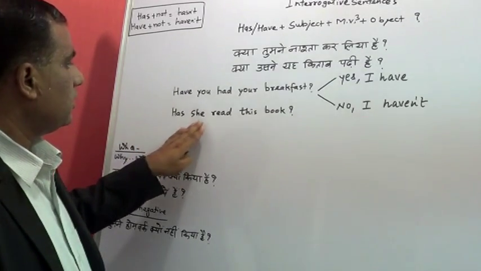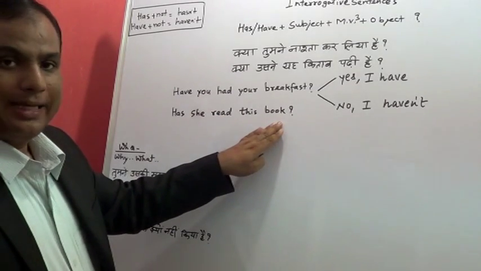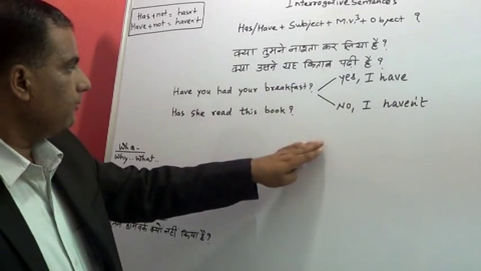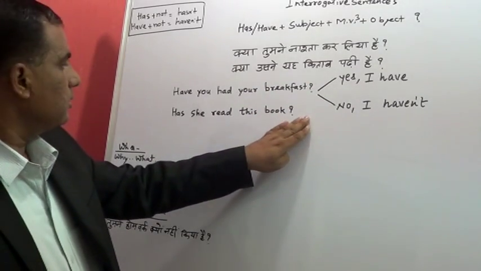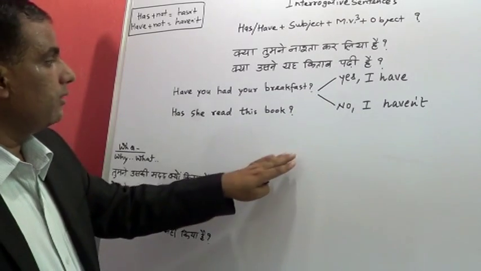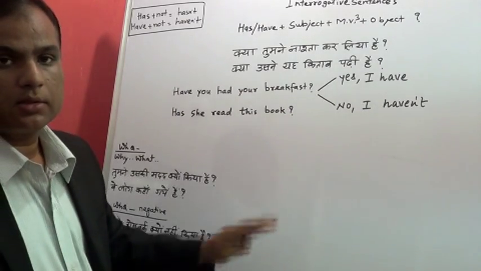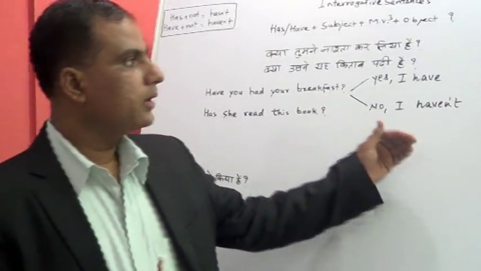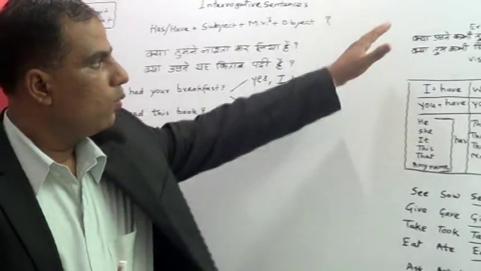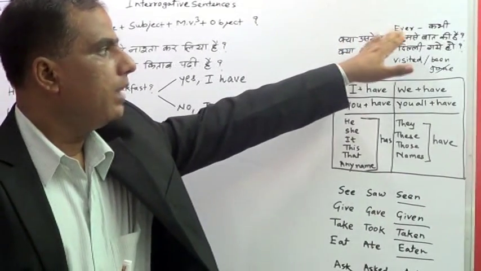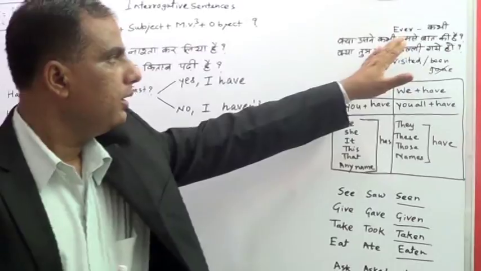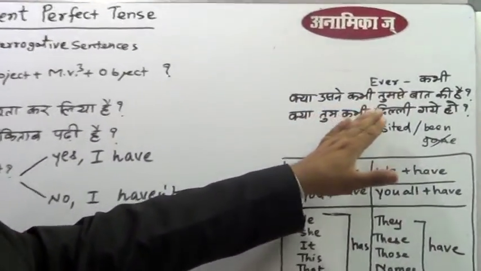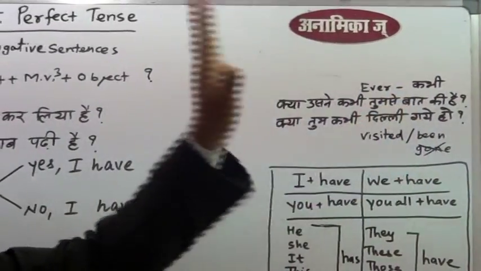Similarly, has she read this book? It can be answered in positive and negative. Positive will be yes, she has. Negative will be no, she hasn't. So now let's see some other categories of sentences which will have ever, जिसका मतलब होता है कभी. पहला एग्जाम्पल, क्या उसने कभी तुमसे बात की है?